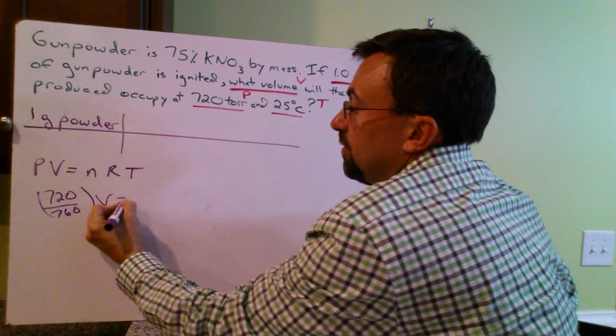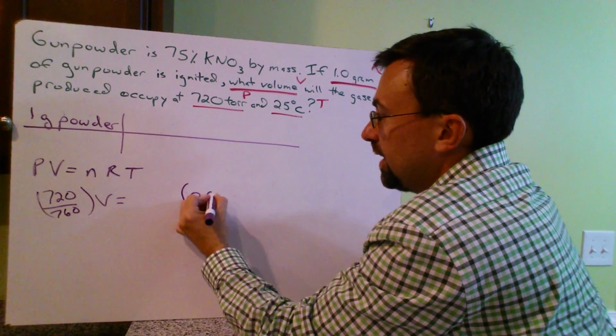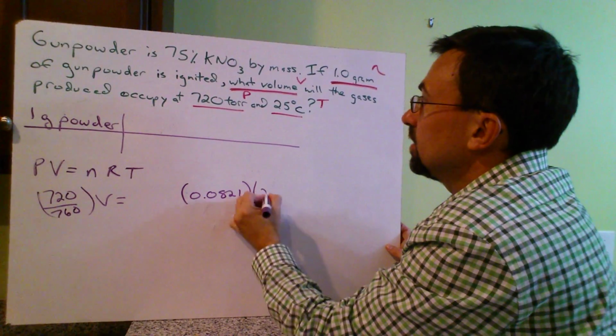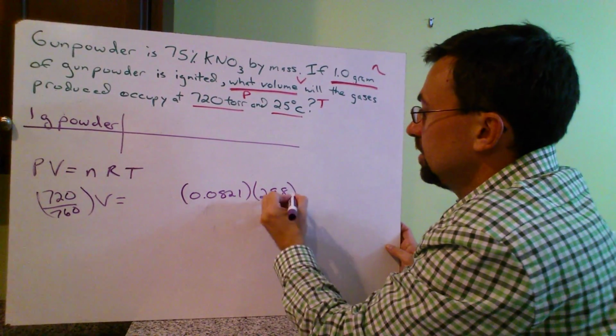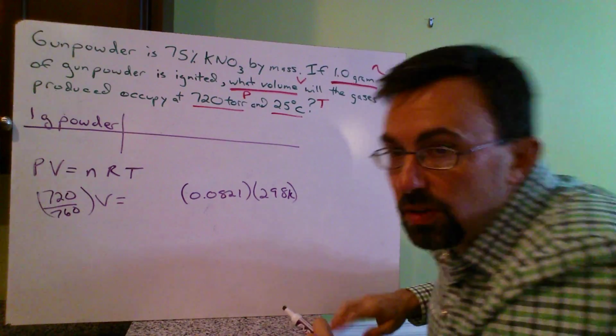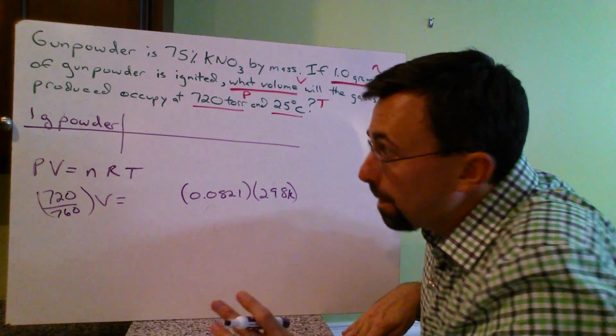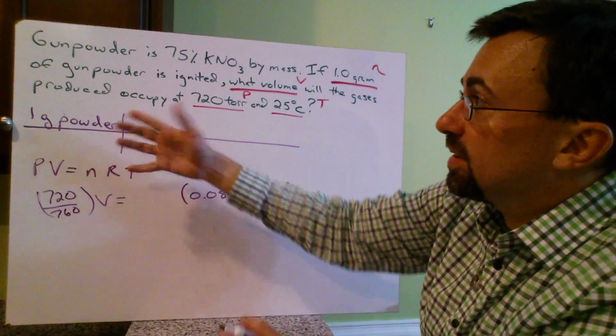My volume I'm solving for. Moles I'm going to come back to. R is R and T is in Kelvin. So the only tricky part here is how do I get the moles? Because we have 1 gram of powder, that's not even a chemical.